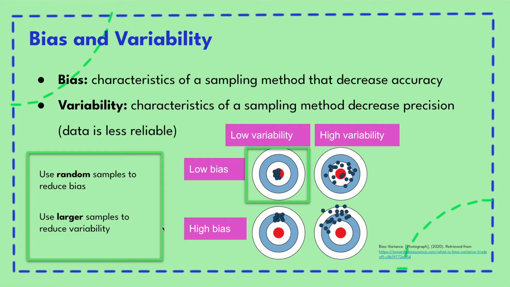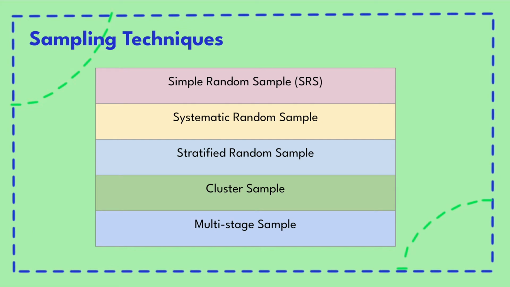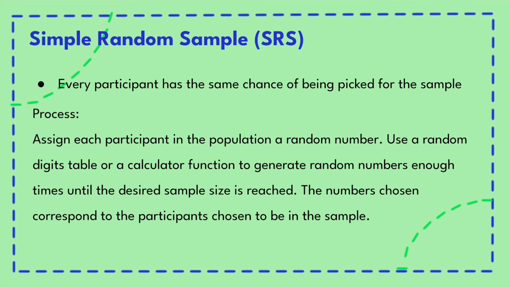Now, there are many sampling techniques out there, but in AP Statistics, these are going to be the 5 main sampling methods that are tested on the exam, and we're going to talk about each of these in turn. First, let's look at the simple random sample, often abbreviated as SRS. In this sampling technique, every participant has the same chance of being picked for the sample.